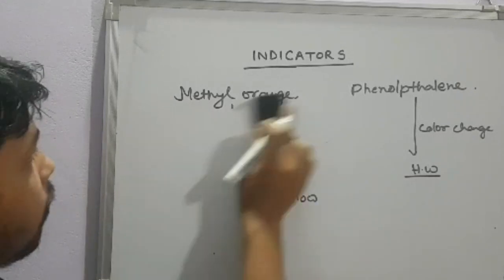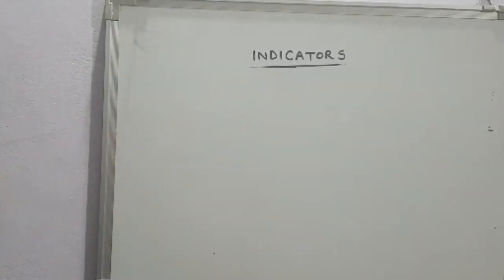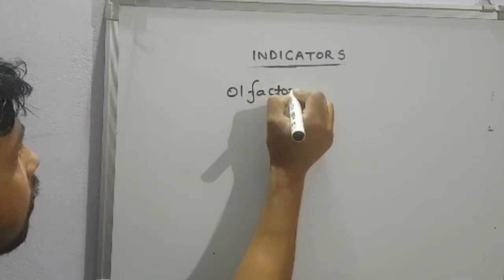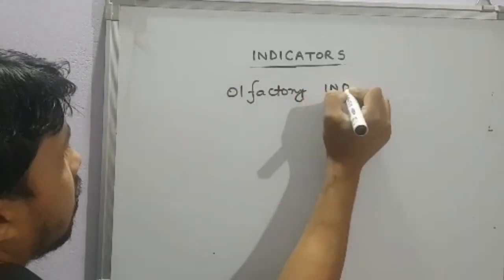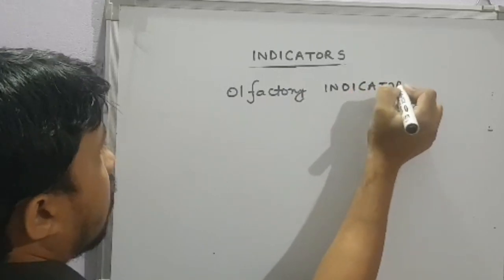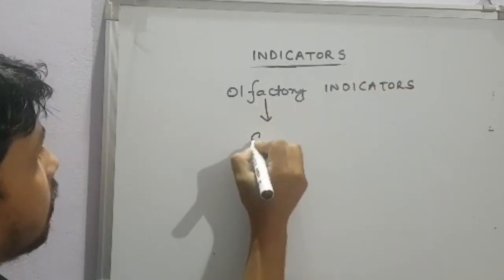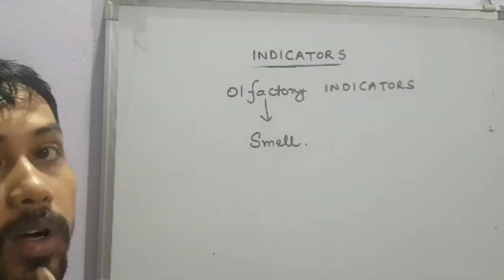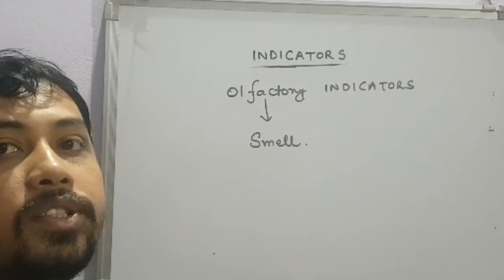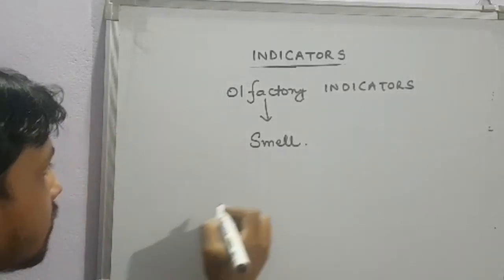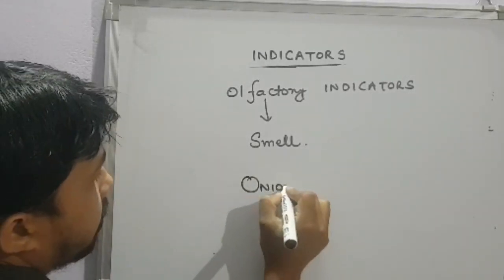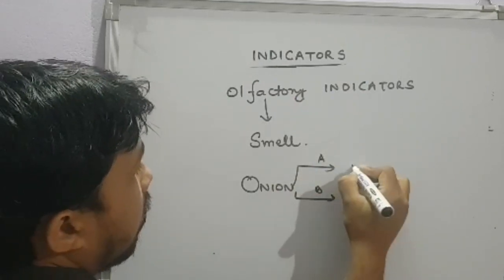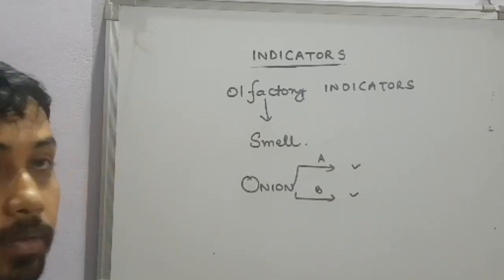Next up, we have one more category of indicators, and that is called olfactory indicators. Now, olfactory is a term that is related to smell. So they don't undergo color change, rather they undergo change in smell. A very common example is onion. In acidic condition and in basic condition, they will have different smells, right?